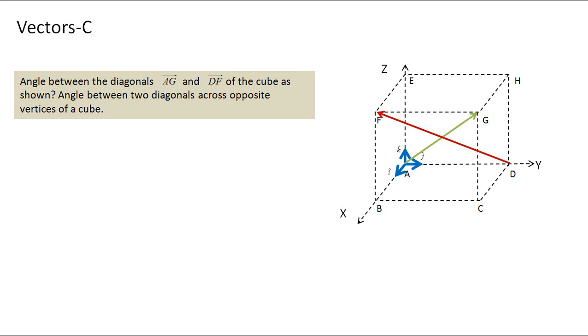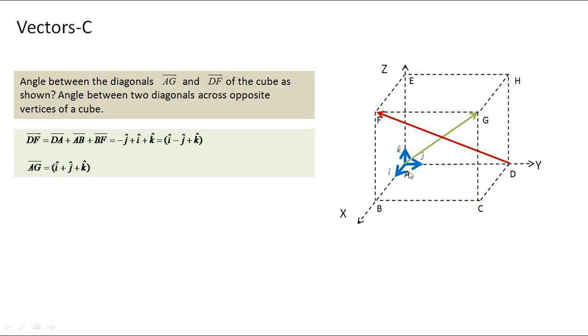To find the angle, first I need to express both the vectors in component form. Can I write those in component form? Assuming the side of the cube equal to 1, quite easy. Vector DF, from D to F, is equivalent to moving from D to A, then A to B, and B to F. So DA plus AB plus BF. I put those values, in the proper order: I cap minus J cap plus K cap. That is the DF vector.